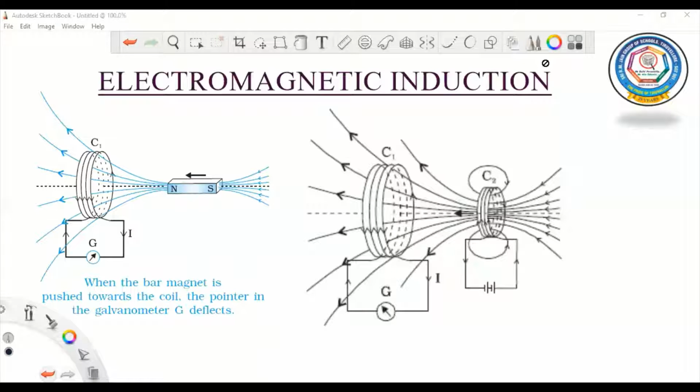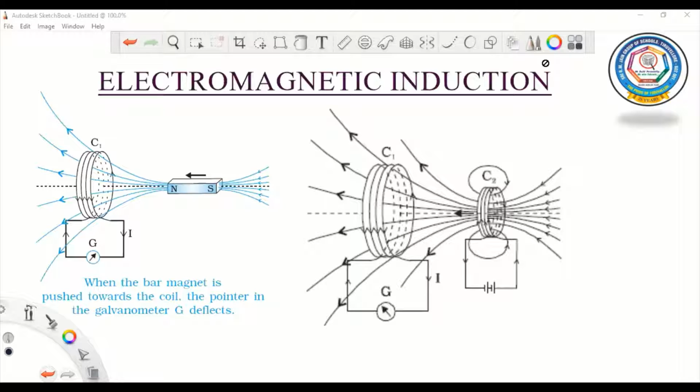Today, we are going to start the new lesson, electromagnetic induction. In the previous chapter, we have learned that whenever an electric current flows through a conductor, it produces a magnetic field around it. Actually, this was discovered by Christian Ørsted. Later, Ampere proved that a current carrying loop behaves like a bar magnet. These are the magnetic effects produced by the electric current.